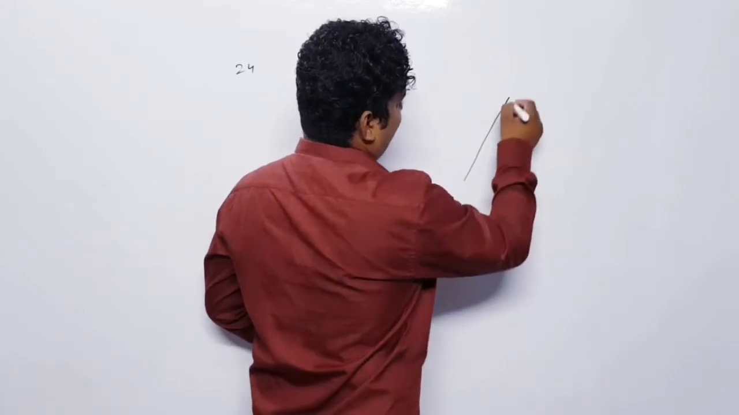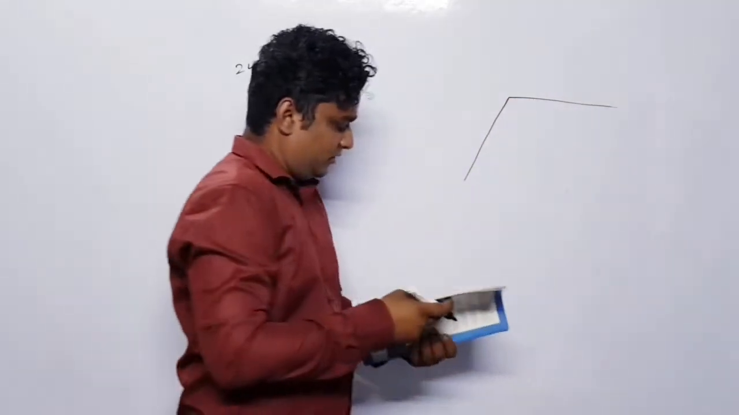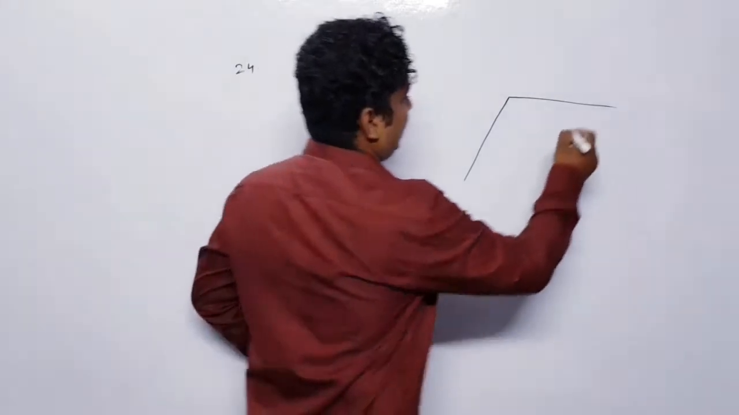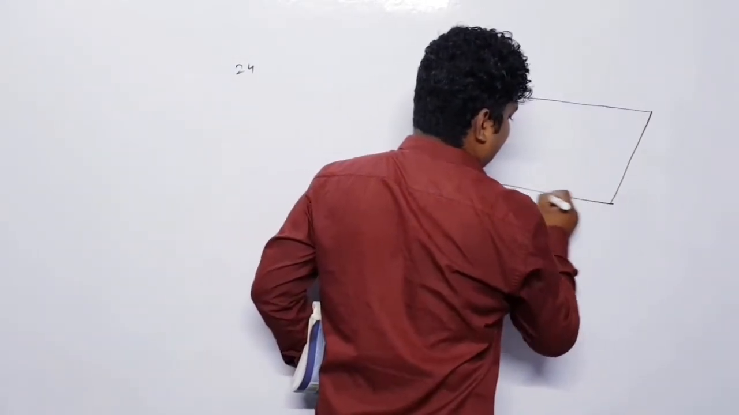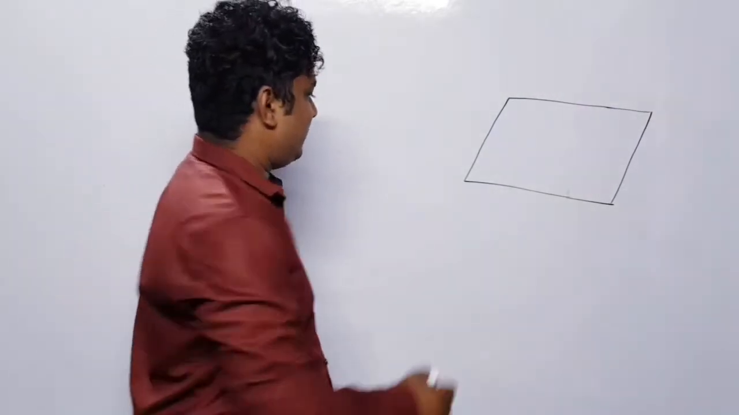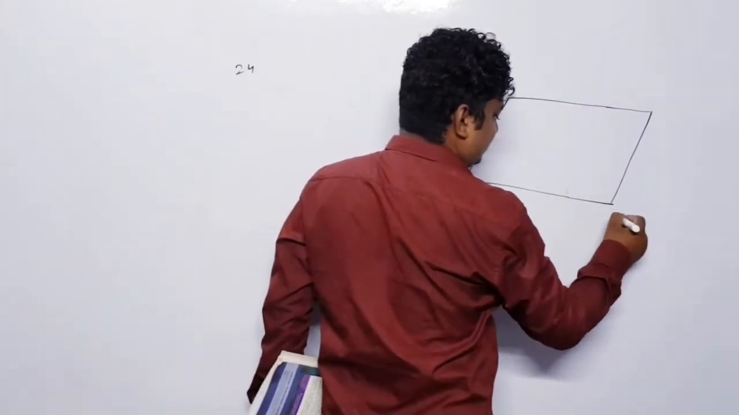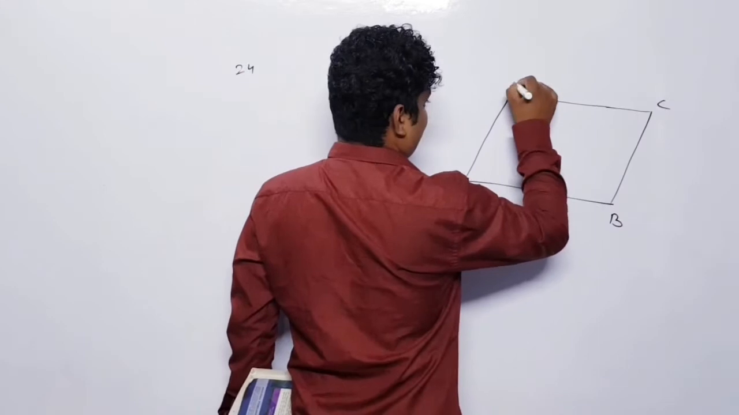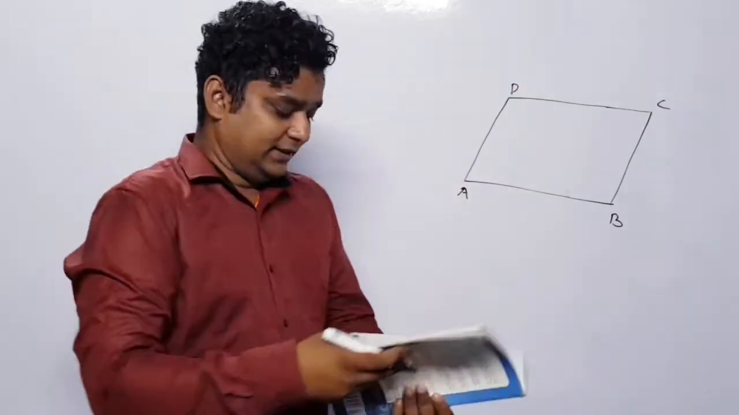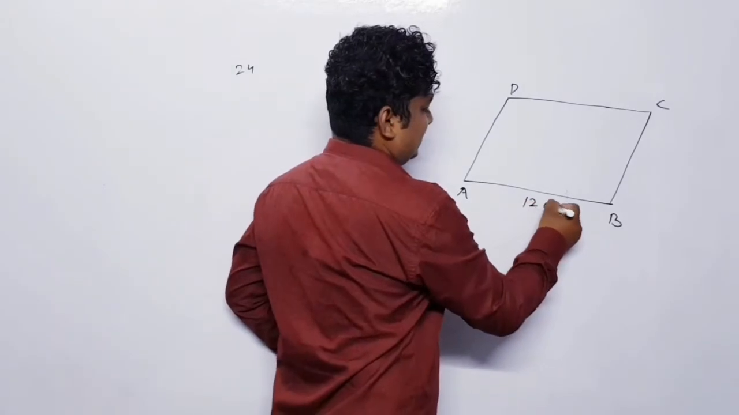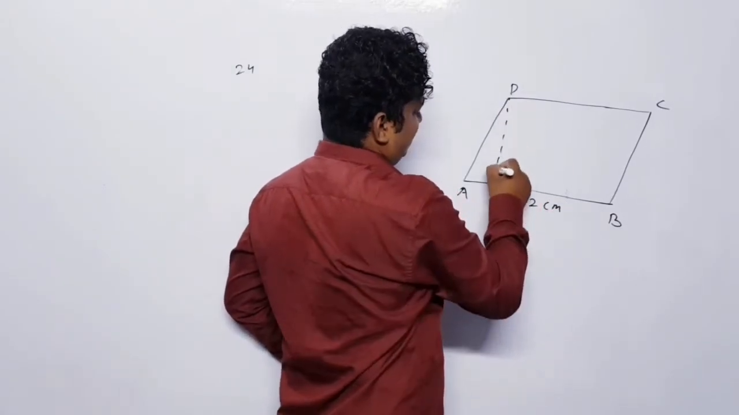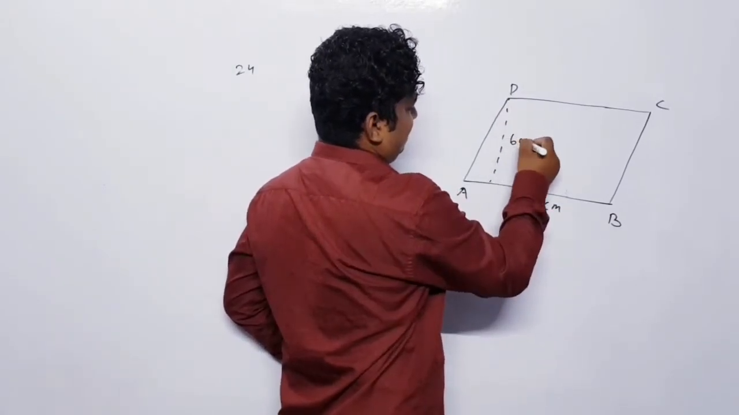Okay, we are having one parallelogram like this in this particular order. The parallelogram is given. Suppose this is AB, this is CD. The length of AB is given, that is equal to 12 centimeter. And this perpendicular distance is given, 6 centimeter.